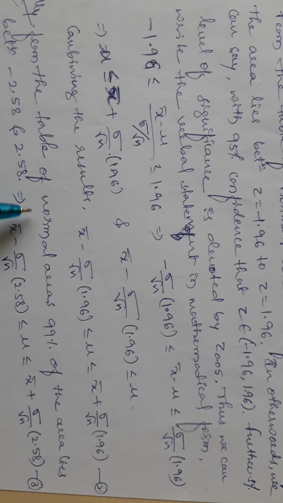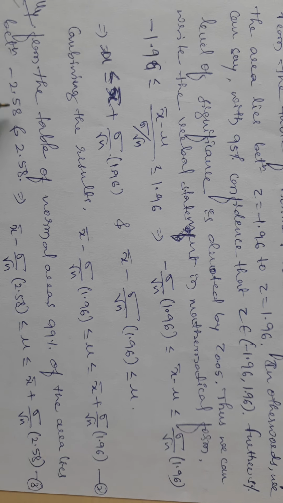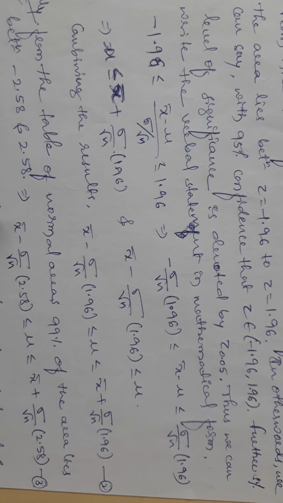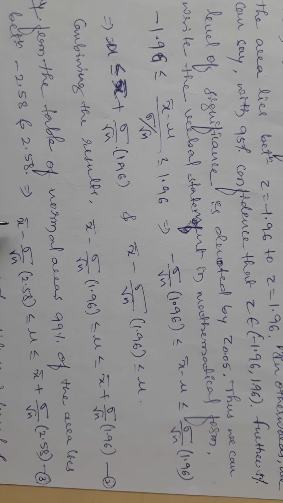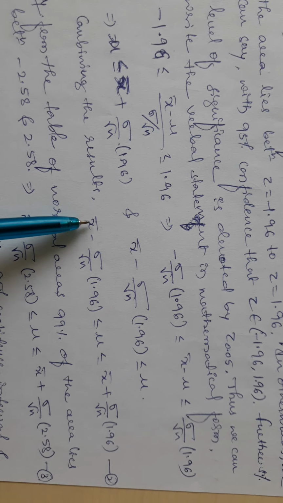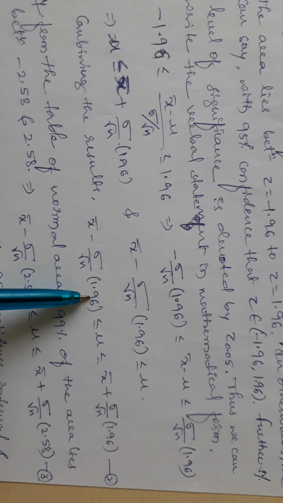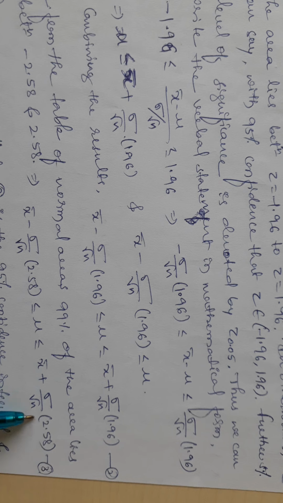Similarly, from the table of normal areas, 99% of the area lies between minus 2.58 and 2.58. As per the above procedure, mu lies between x bar minus sigma divided by square root of n, in place of 1.96 it is 2.58, and here also x bar plus sigma divided by square root of n, in place of 1.96 we can write 2.58. These values are from the normal distribution table.